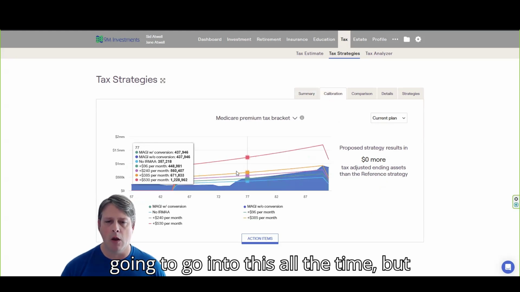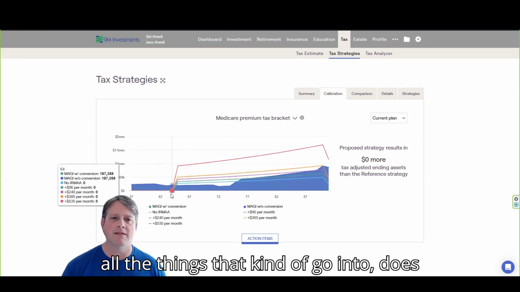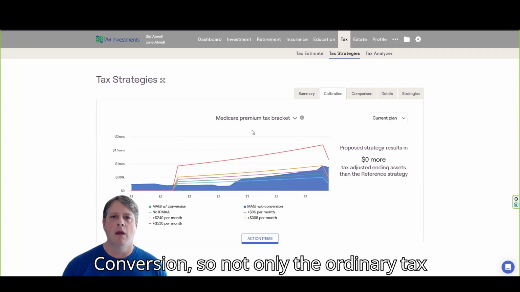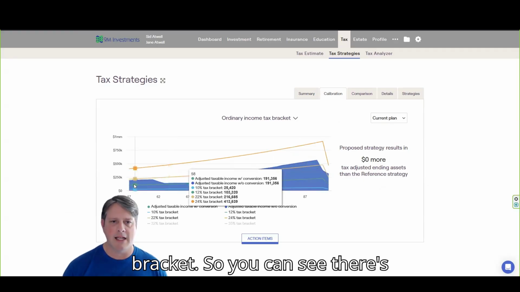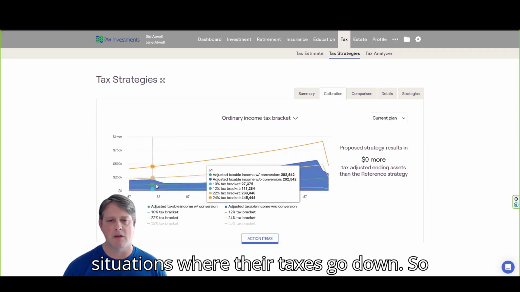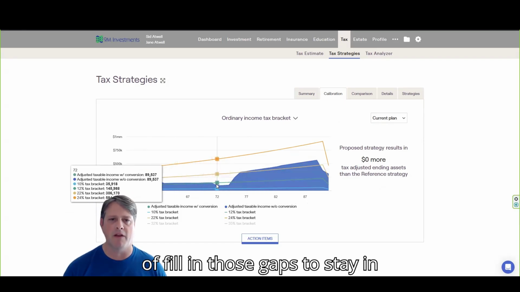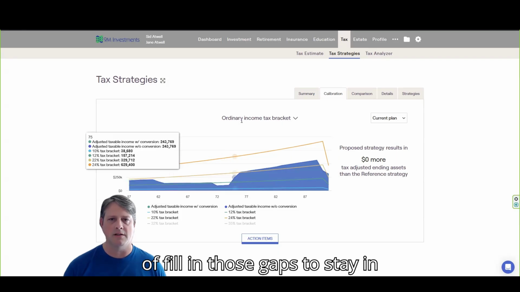Calibration, again, I'm not going to go into this all the time, but it's all the things that go into, does it make sense to do these types of conversions? So not only the ordinary tax bracket, but you can see in their situation, their taxes go down. So there might be some opportunities to fill in those gaps to stay within certain tax brackets.